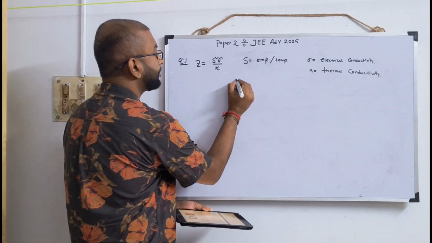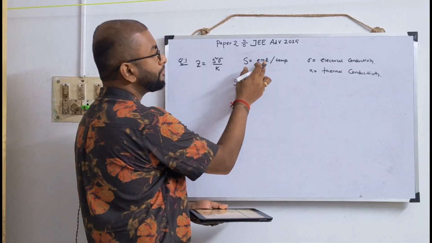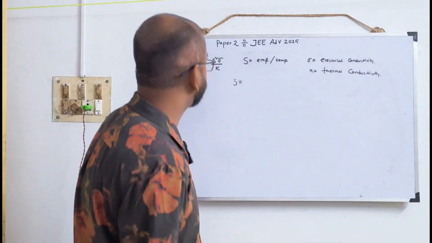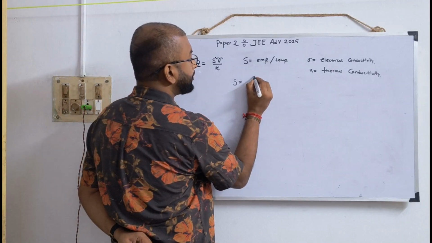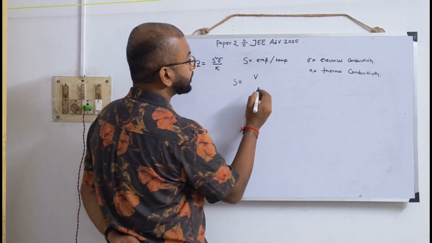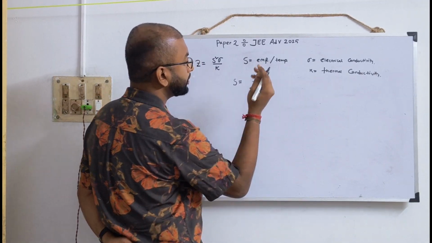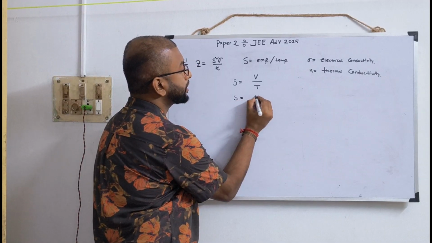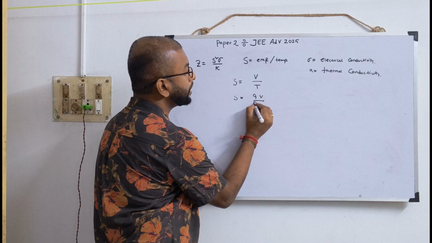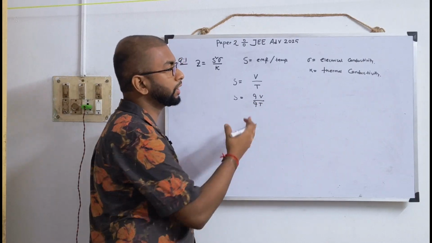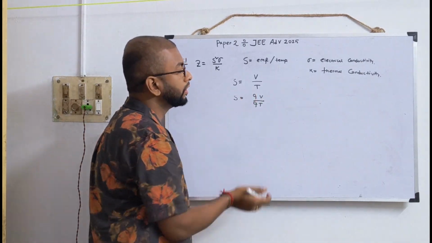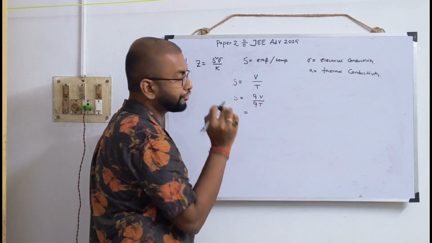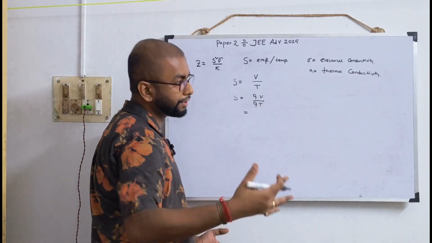So S is EMF per unit temperature difference. So what will be the dimension for S? See, EMF is, let's say, V, volt, by temperature T. So S equal to V by T. So S you can also write as QV by QT. Q is the charge which you multiply on the numerator and the denominator. So see, QV will give you the dimension of energy, because electron volt is a unit of energy.